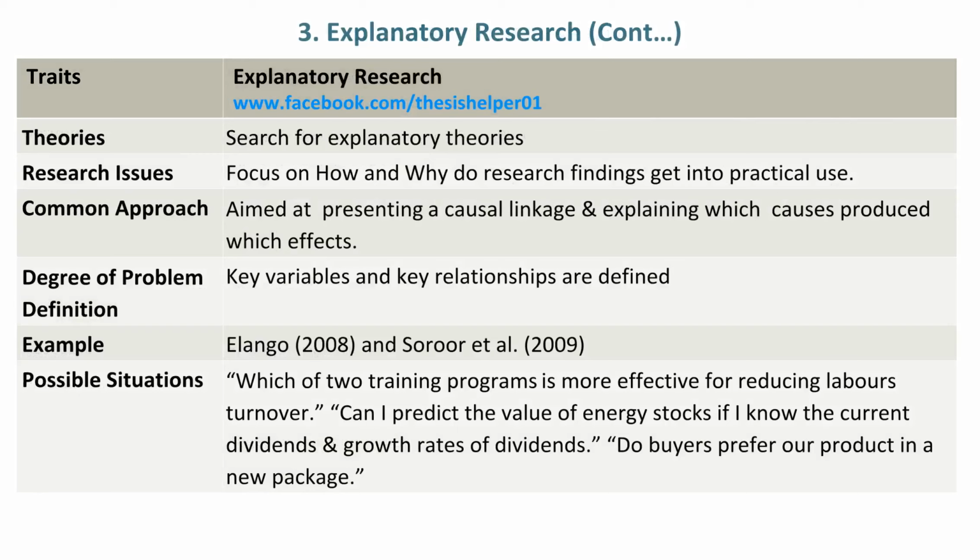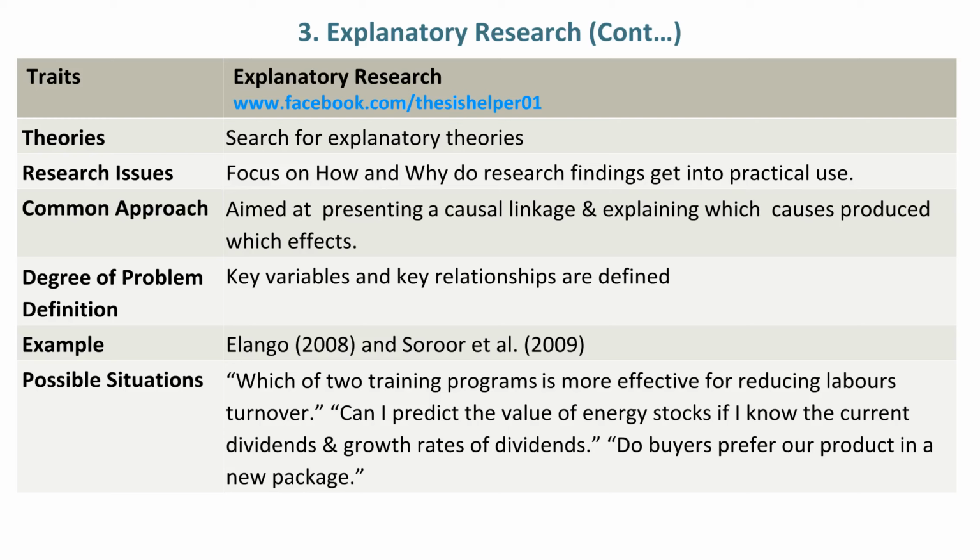Research issues in explanatory research are focused on how and why research findings get into practical use. The common approach of explanatory research is aimed at presenting a causal linkage and explaining which causes produced which effects. The degree of problem definition is that key variables and key relationships are defined. Examples of case studies in explanatory research are used by Alango, 2008 and Siror et al., 2009.